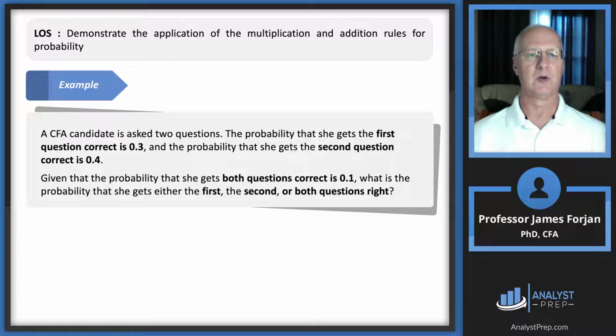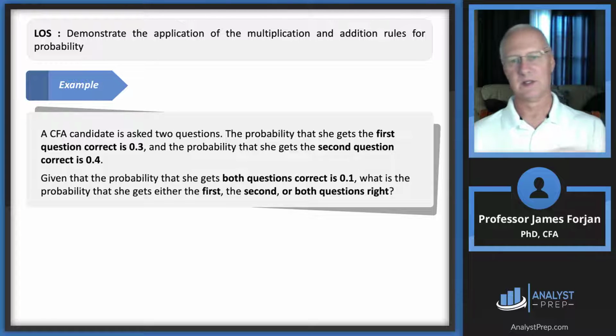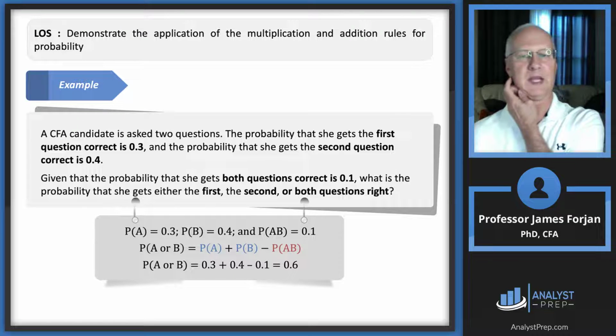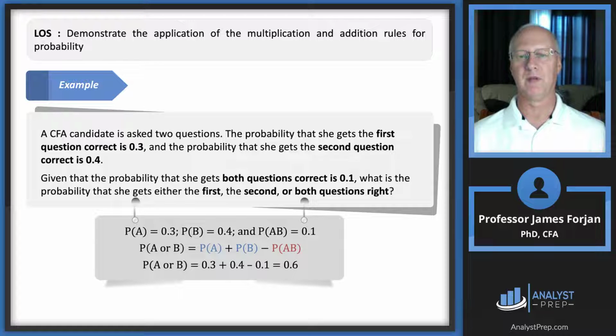So here's a good question that we've come up with. A CFA candidate: the probability that she gets the first question correct is 30%. The probability she gets the second question correct is 40%. Given the probability that she gets both questions correct is 10%, what is the probability that she gets the first, the second, or both questions right? So we're going to say A plus B, right? 30% plus 40% gives us 70%, minus the 10%, right? So there's 60%.